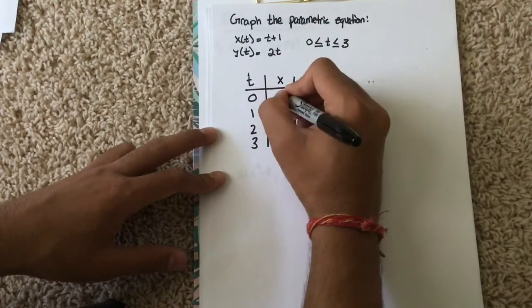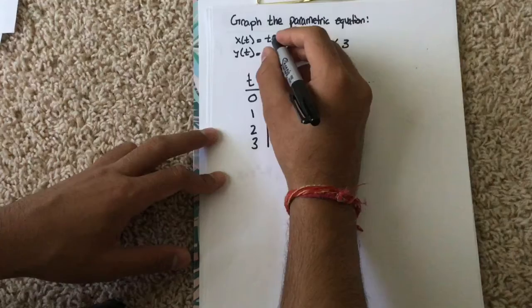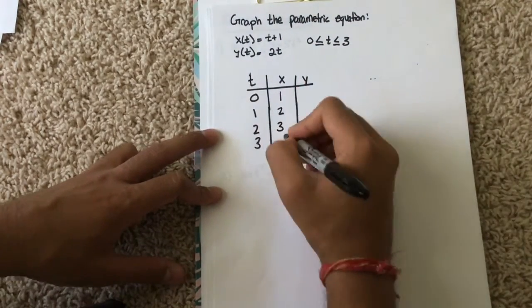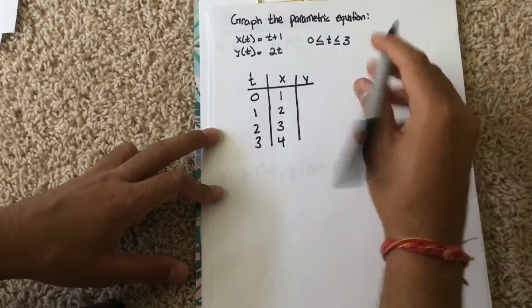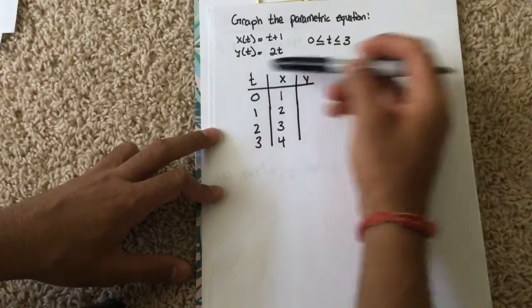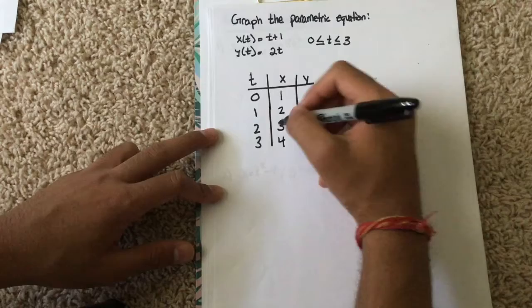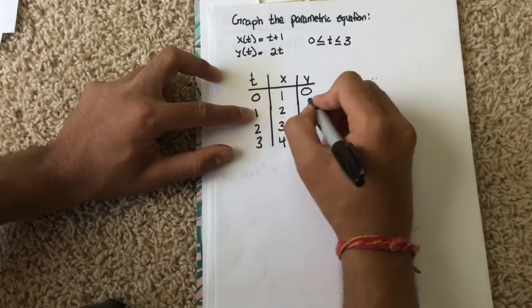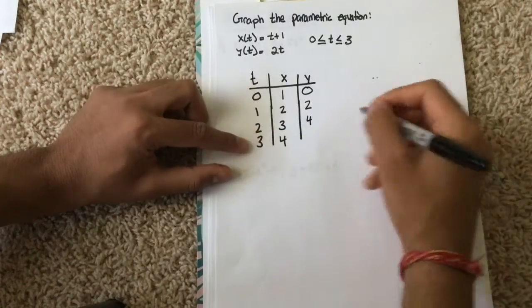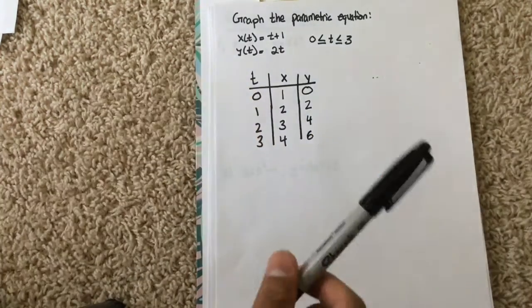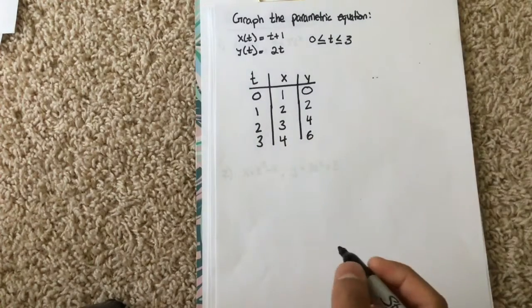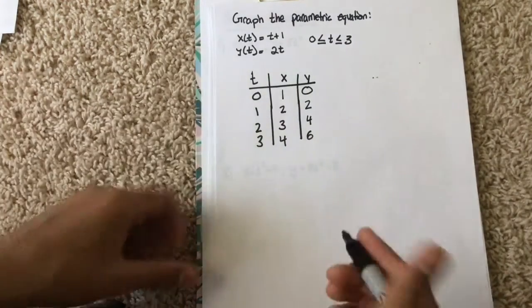So 0 plus 1 is going to be 1. 1 plus 1, well, that's 2. 2 plus 1, that's 3. And 3 plus 1, that's going to be 4. We do the same thing for y. We plug in the t values into the y function, and we get the following. So now we have our 4 coordinates between 0 and 3 for t. And all that's left is just simple graphing.